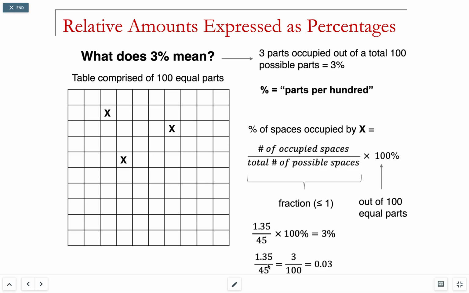Yeah, 1.35 over 45 would generate this decimal 0.03, which is the same thing as 3 parts per 100.